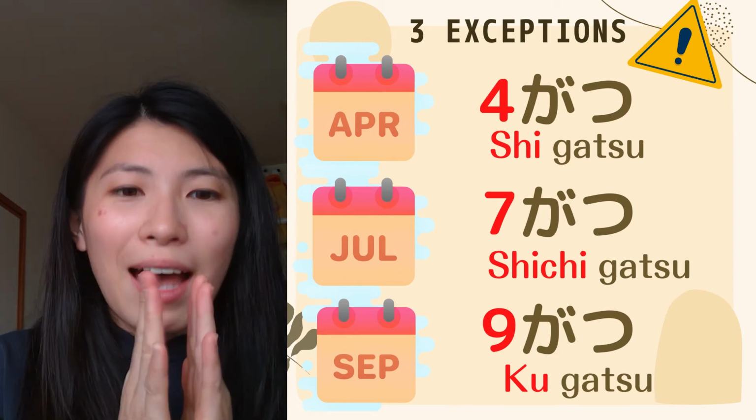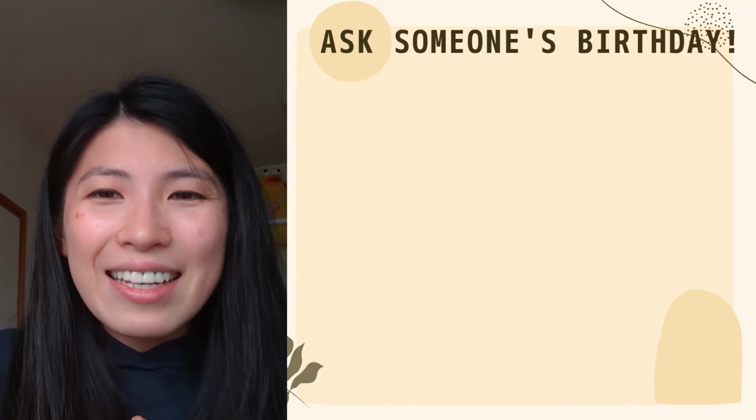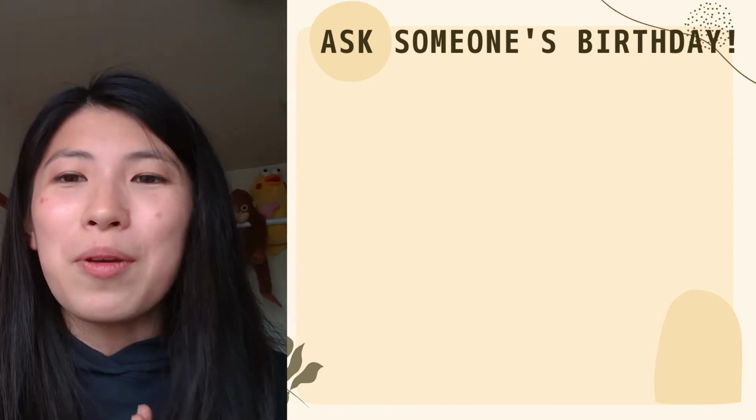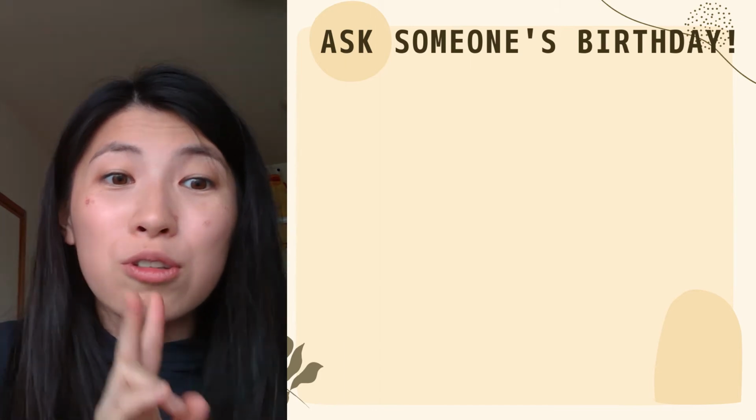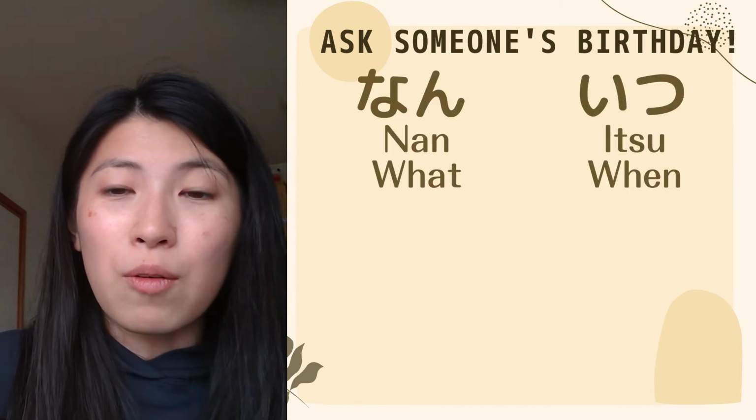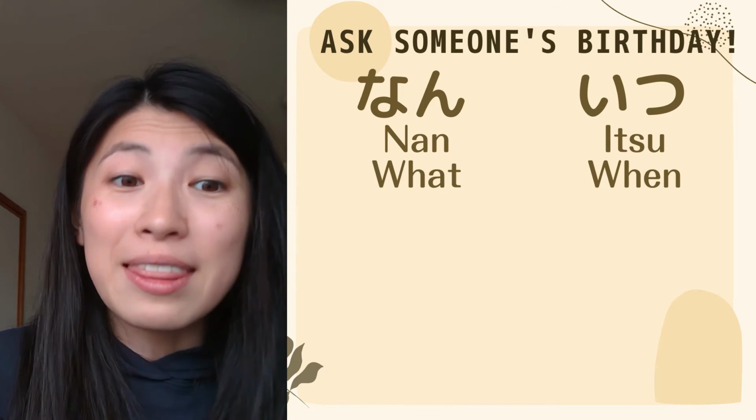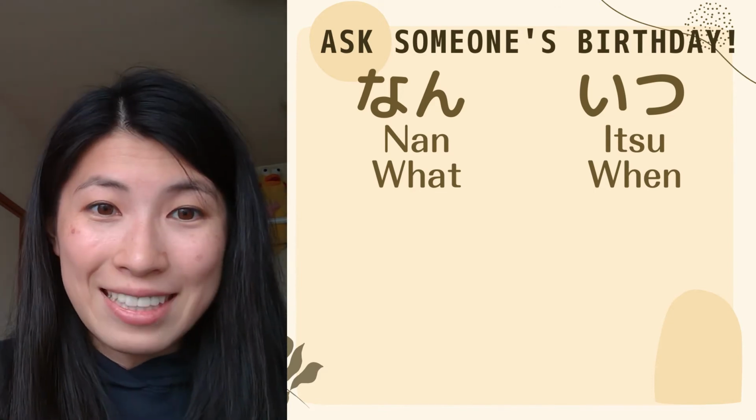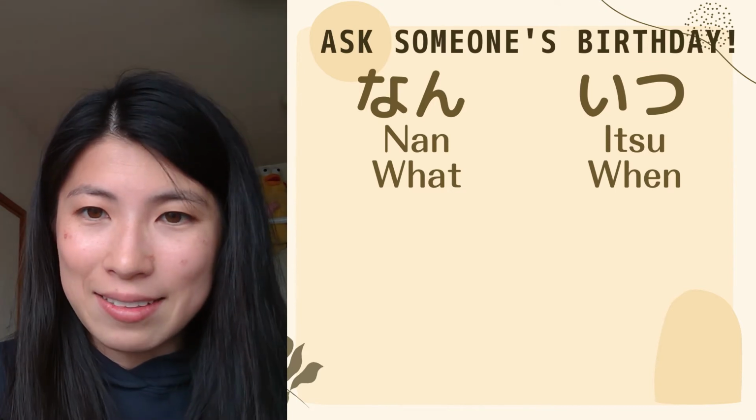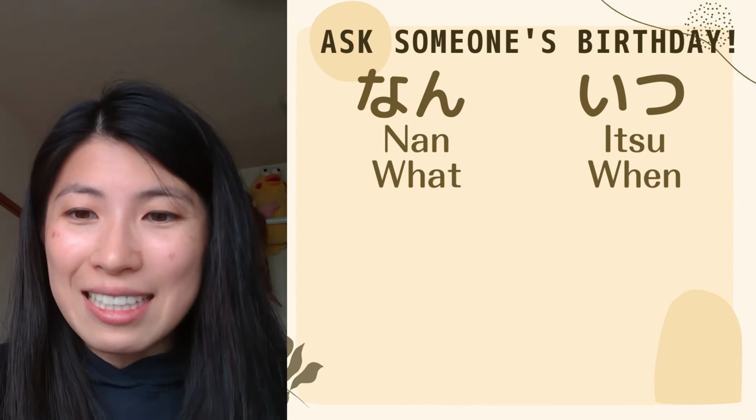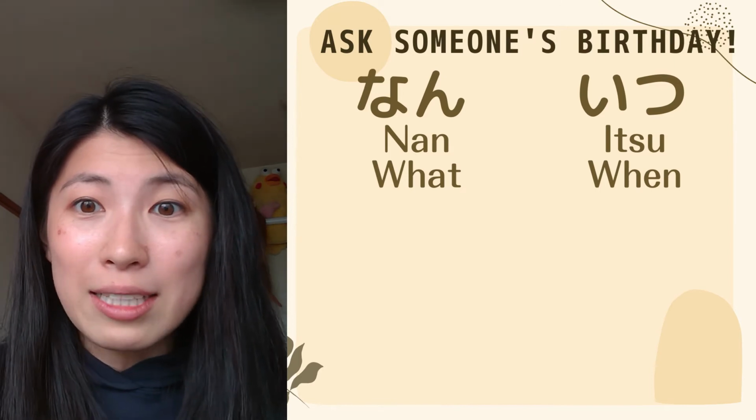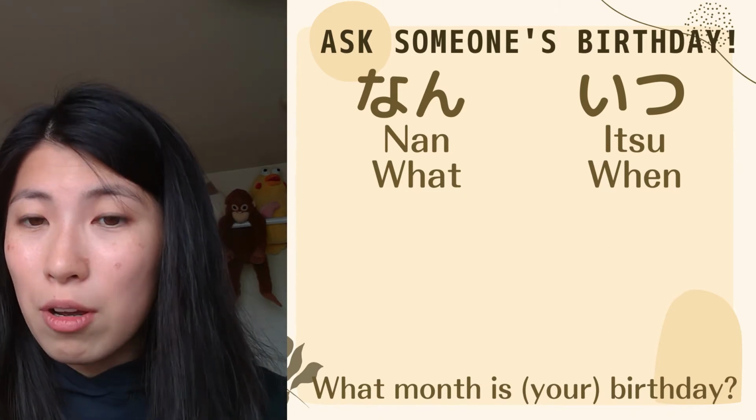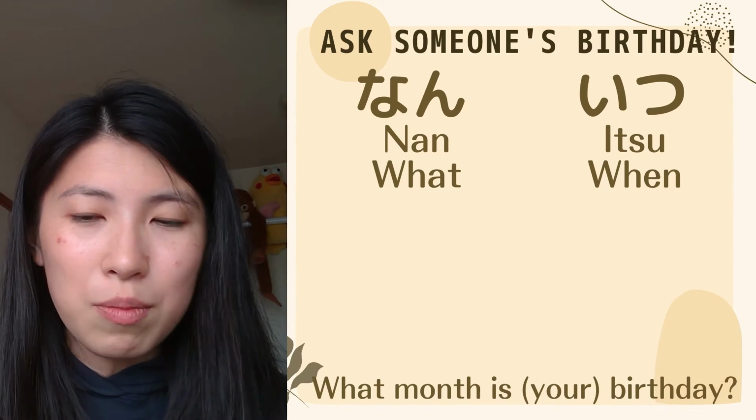Okay, well done. So, let's learn how to ask someone's birthday. Before that, I want you to know 2 words. The first one is "what", 何 (なん). And the second one is "when", いつ. 何 means what. いつ means when. So, let's make a question sentence. If you want to ask, "What month is your birthday?"